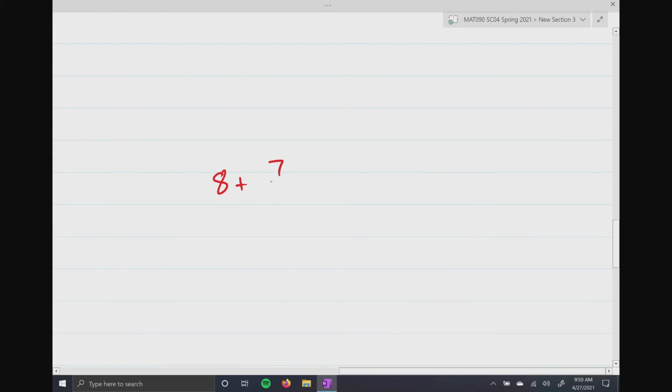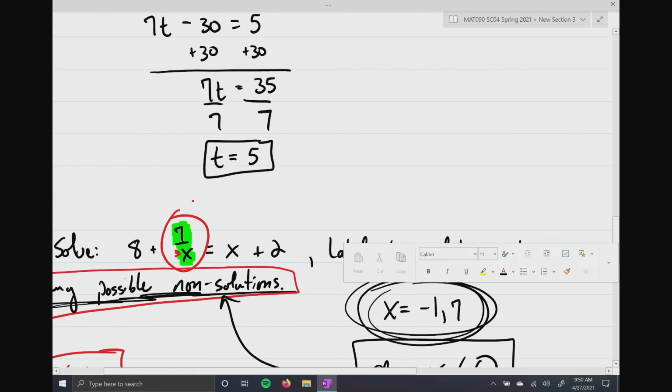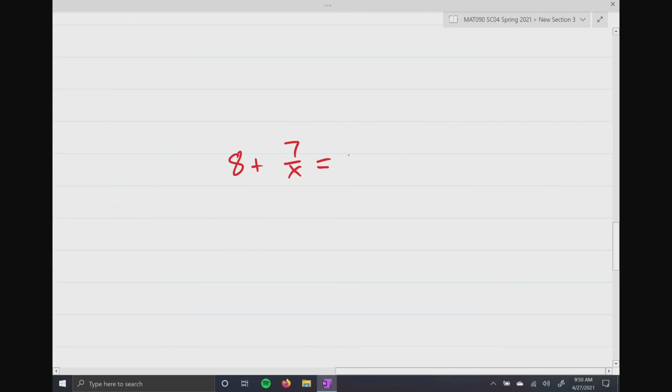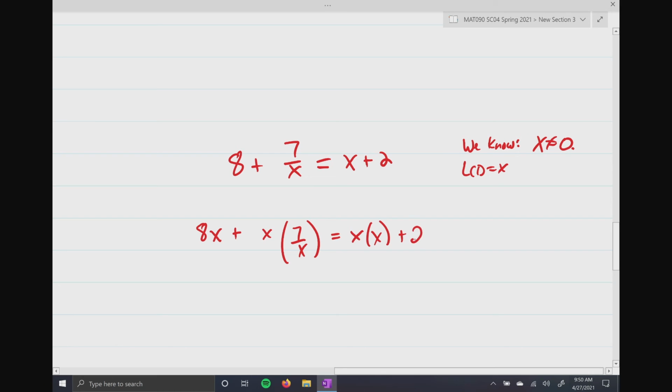8 plus 7 over x equals, what was it, x plus 2? X plus 2. We know at the very start of this, x cannot equal 0. So the first thing I'm going to do is multiply by my LCD, which is x. So I multiply every single term by x. All right, so I get 8x plus the x's reduce, and x times x is x squared plus 2x.